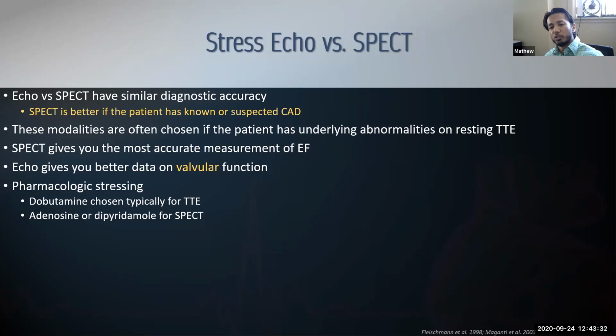But when would you want to do maybe a SPECT, the nuclear test? Well, SPECT is better in those patients who have known disease or a very, very high pretest probability of having coronary disease, like Max was saying, maybe they have diabetes. So new diastolic dysfunction with exercise or at rest.